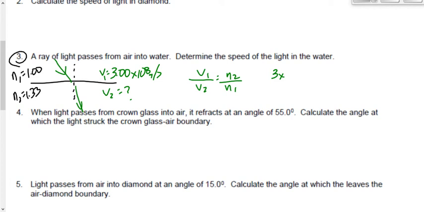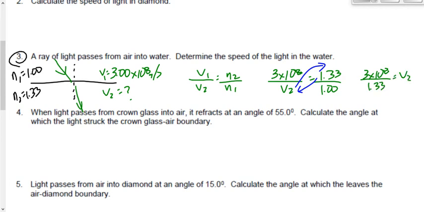We're going to say 3 times 10 to the 8 divided by V2 equals N2 over N1, 1.33 over 1.00. I always like it when the bottom number, N1, is 1.00 because it makes the math a little bit easier, right? You're dividing by 1. Now, to get V2 by itself, we've got to take it up to the top here, and then we're going to take 1.33 down to the bottom. So it ends up being 3 times 10 to the 8 divided by 1.33 equals V2. And when you do the math there, V2 is going to work out to be 2.26 times 10 to the 8 meters per second.